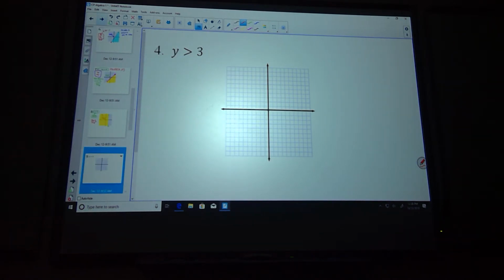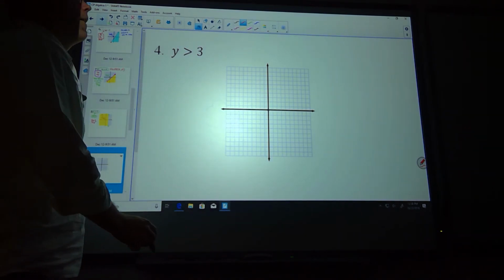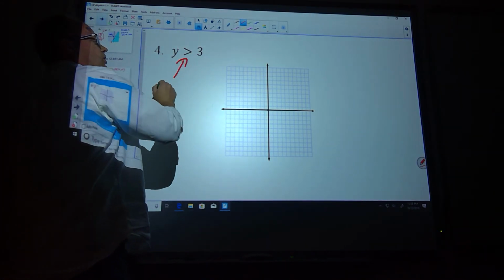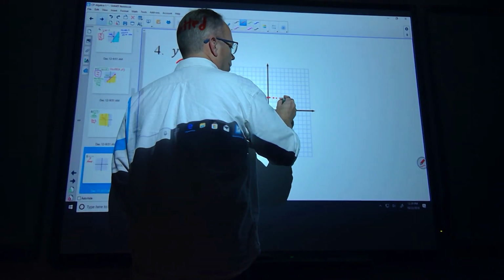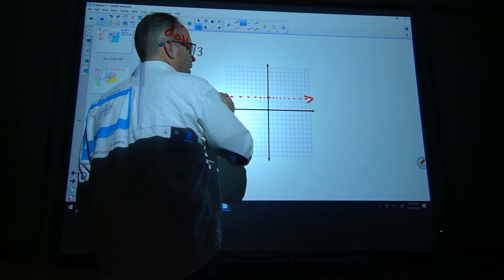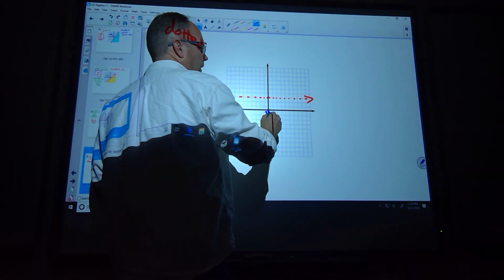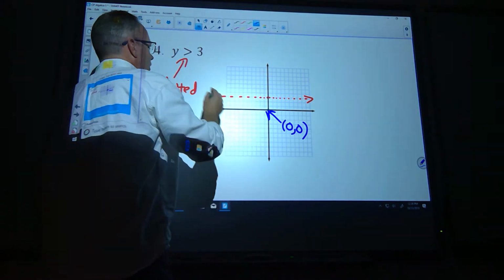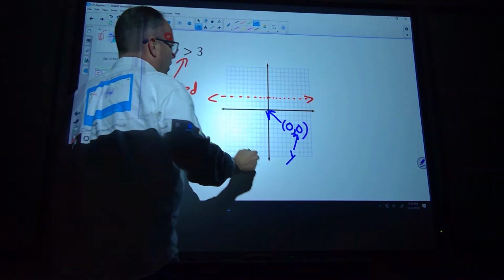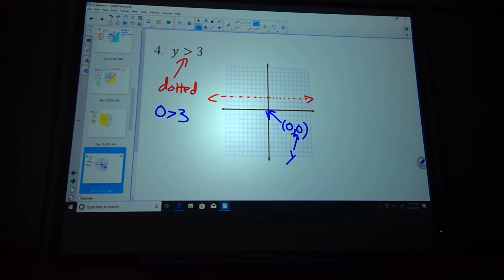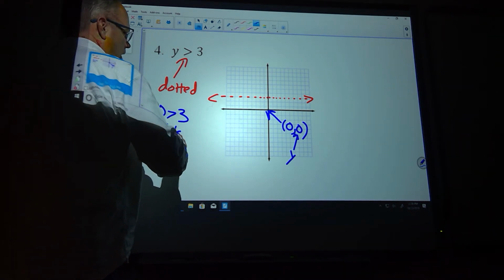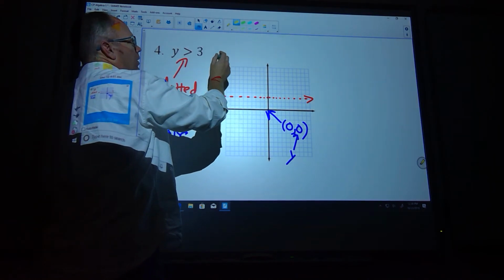So if x equals a number is vertical, what's y equals a number? Horizontal. And this is dotted. Do you agree? Yes. So y equals 3. 1, 2, 3. Looks like that. And I could go ahead and pick 0, 0 again. And on this one, you're just going to pick your y component here. So is 0 greater than 3? True or false? That's false. So underneath the line is all false, so above the line is all true.